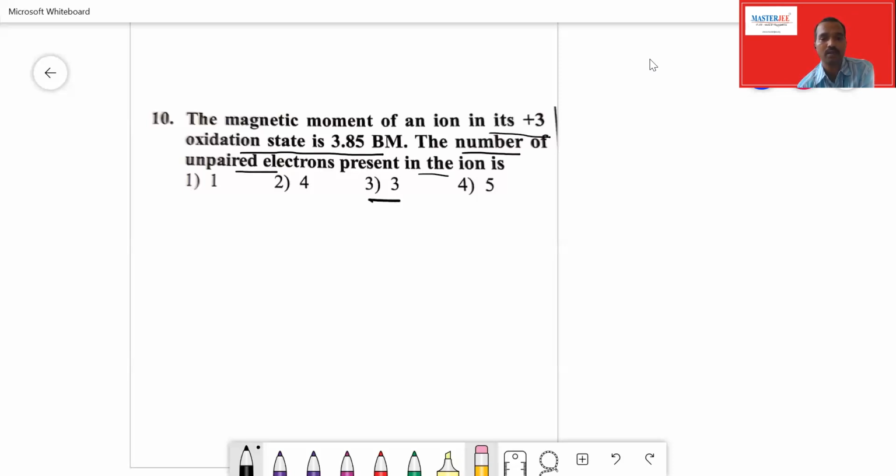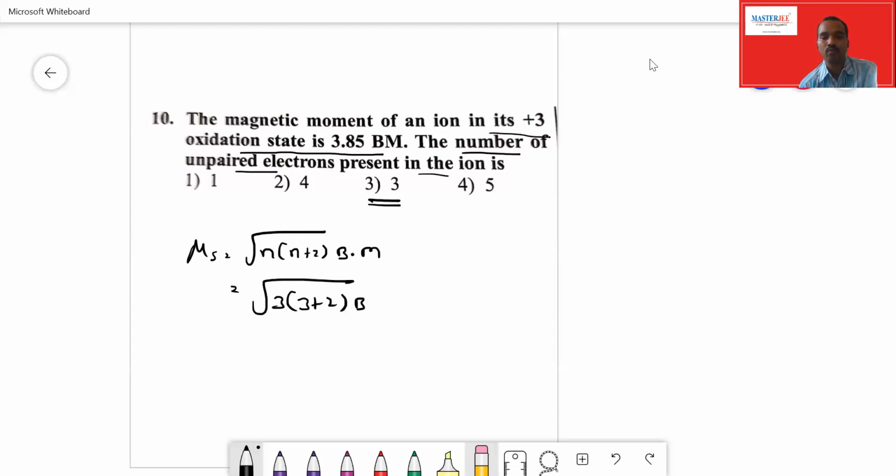See here, for example, I'm taking √3, meaning three unpaired electrons. So μs is equal to √(n(n+2)) Bohr magneton is the formula. So √(3 into 3 plus 2) Bohr magneton means 3 into 5, that is √15, which is 3.85 Bohr magnetons. So we can say that this is the correct option. So 3 unpaired electrons will be present in that compound.